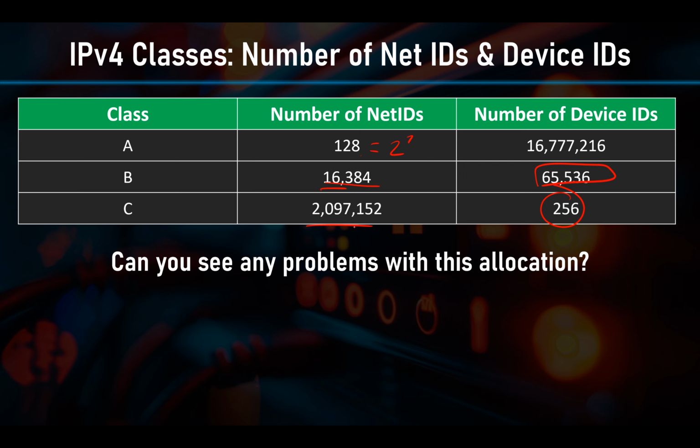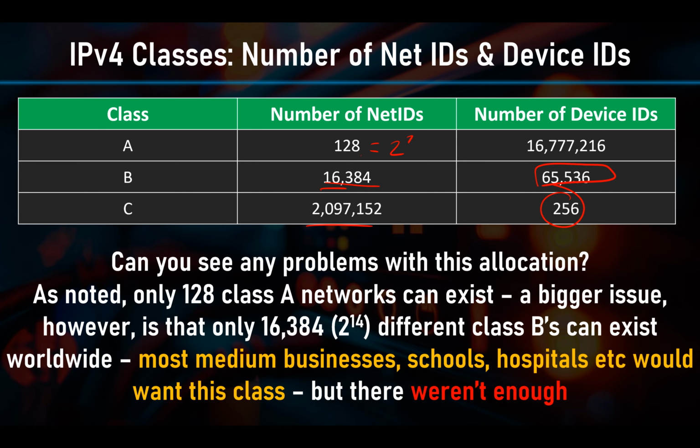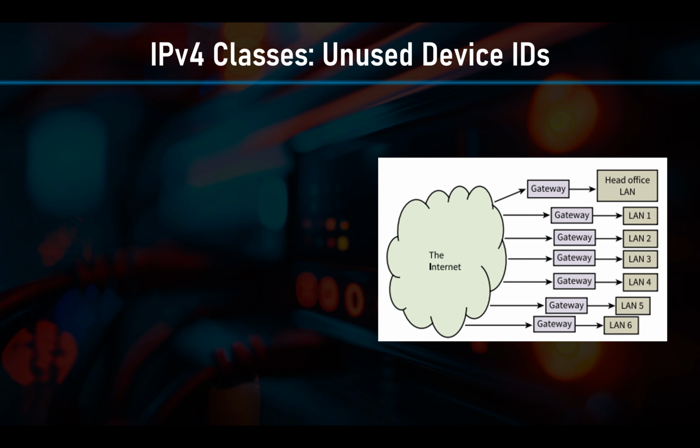And even if we look at Class C, here we only have 2 million. Effectively, what that's saying is we can only have about 2 million different homes with a router. Of course, in the world, that's obviously nowhere near enough. So again, if you want, you can pause that and have a read, although let's just skip.